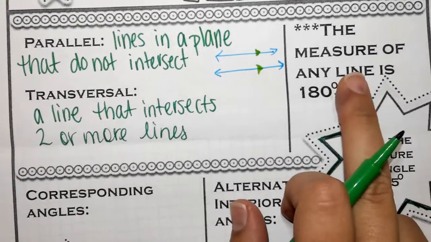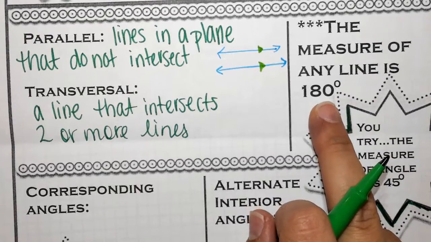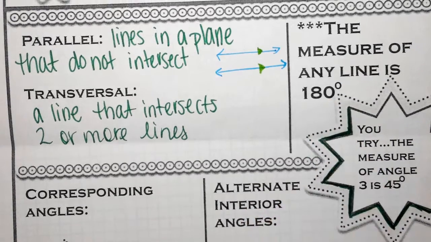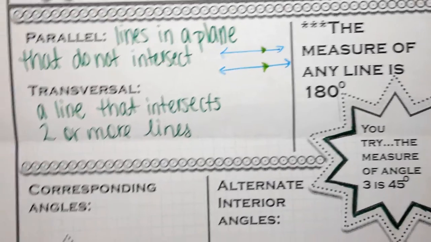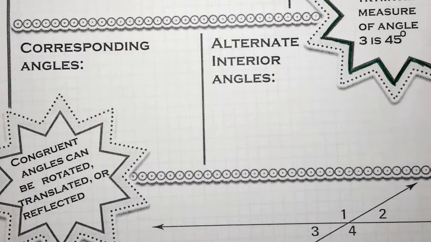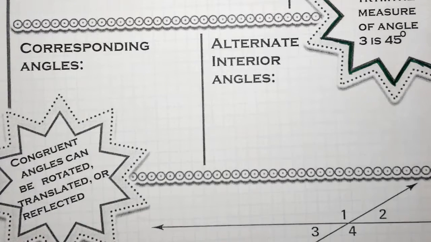Okay, here we go. So we know that the measure of any line is 180 degrees. We learned that when we did our linear pairs, right? So we need to keep that in mind for what we're doing today. Now, we start with two types. We have corresponding angles. What do you think the word corresponding means? They work together.